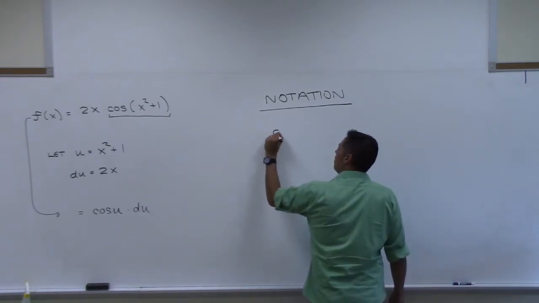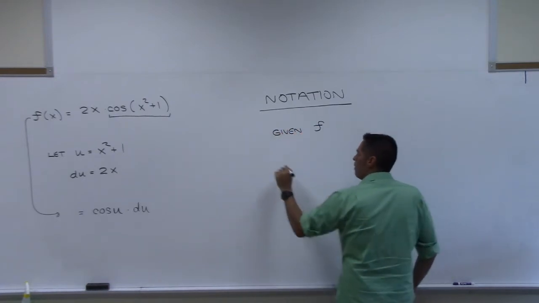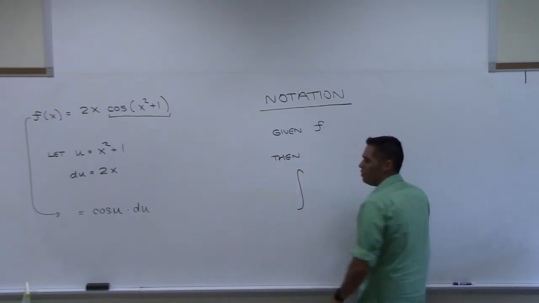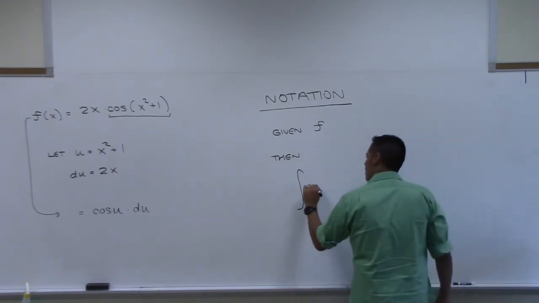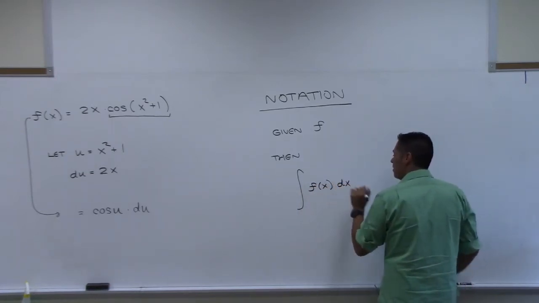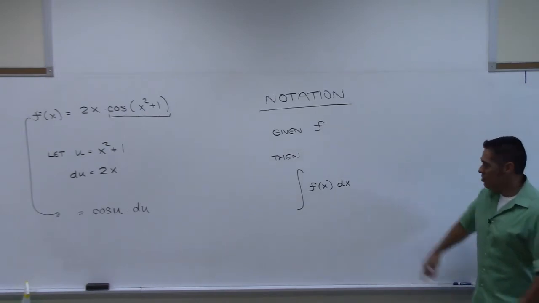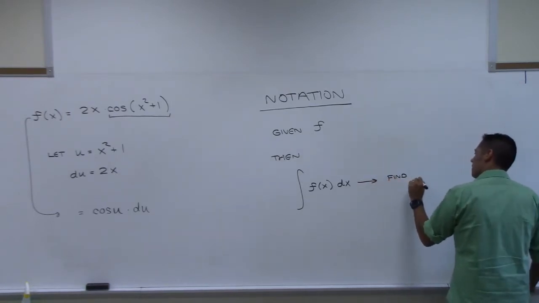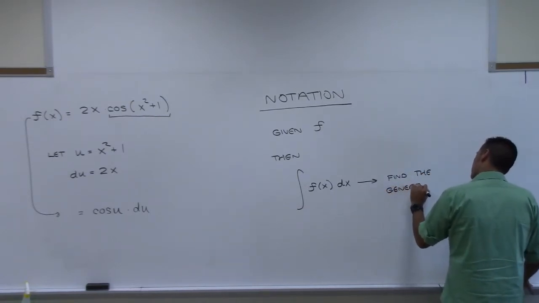So given some function f, this symbol, which is like an S that's been stretched out, with f of x written next to it, and then next to that you write dx. This right here is the notation we use, and that notation means find the general antiderivative.